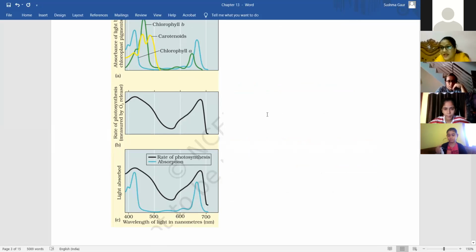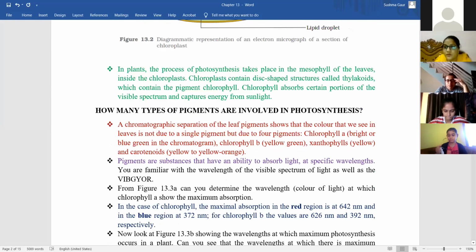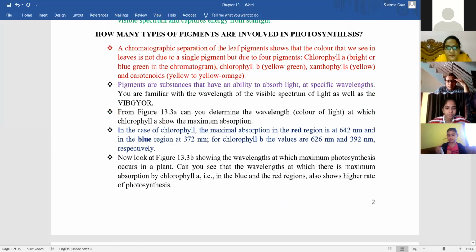Okay, so the diagram, I don't think you have to remember. You just have to remember the numbers, because this is not a very good diagram.